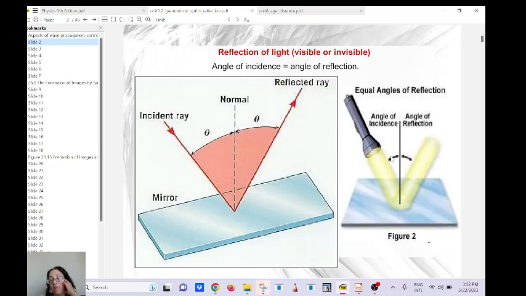And this angle here is called the angle of incidence. This angle here is the angle of reflection. And you see they are the same. They have to be the same. And this is an imaginary line. We call that the normal line. It's perpendicular to the surface.